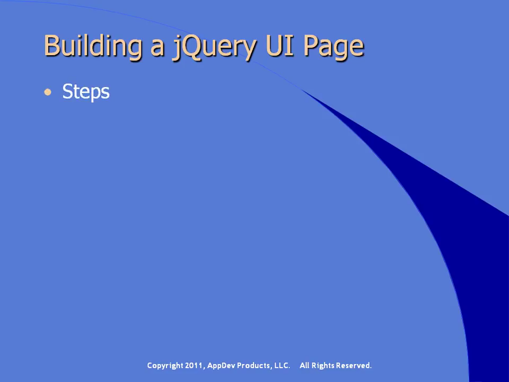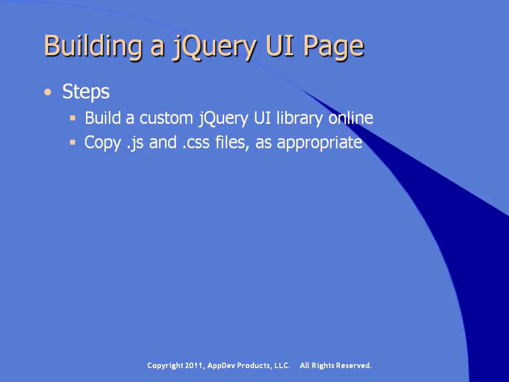Now, I've talked about it a little bit, but there are several steps involved in building a page using the jQuery UI. First thing you need to do is build the custom jQuery UI library online. And again, it's going to be the very unusual project where you want to include all of the features of the UI library, so you'll want to pick and choose. And then you download that custom file, and then copy the .js and .css files as appropriate for the features of the UI library that you're going to use. Then you add references to the page, script references, and include the cascading style sheet.